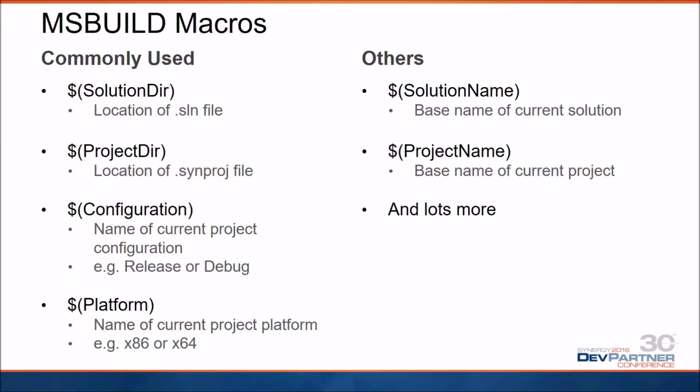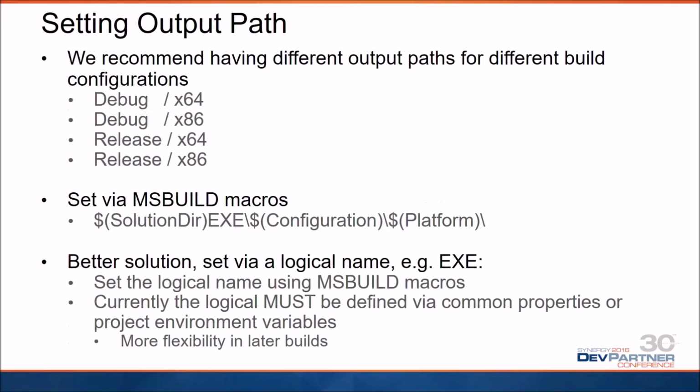So $(SolutionDir), $(ProjectDir), $(Configuration) translates to Release or Debug, the current config, $(Platform) tells you x86 or x64. So these are a great way of setting up the values of your logical names that you're going to use for the location of output path and things like that. And I'll show you an example of an environment that's configured to do that kind of thing in a minute.